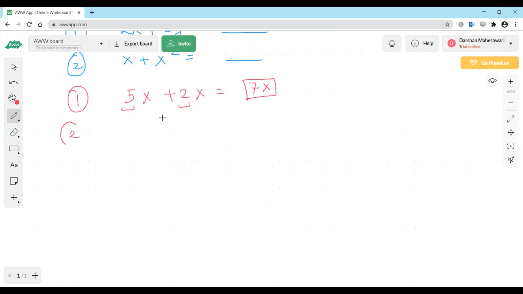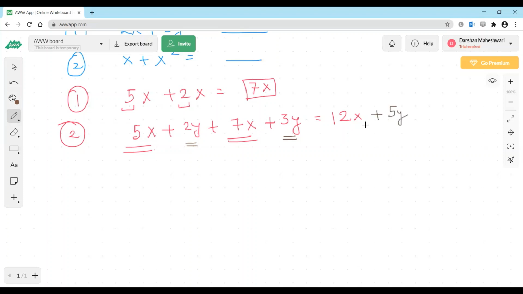Similarly, let's say we have 5x plus 2y plus 7x plus 3y. What is the addition of this? So x and y are unlike terms, so we cannot add them. But 5x and 7x are like terms, so we can add them. 5 plus 7 is 12, so this results in 12x. When we talk about 2y and 3y, these are again like terms, and 2 plus 3 is 5. So 2y plus 3y will be 5y. So this is the addition of these terms.